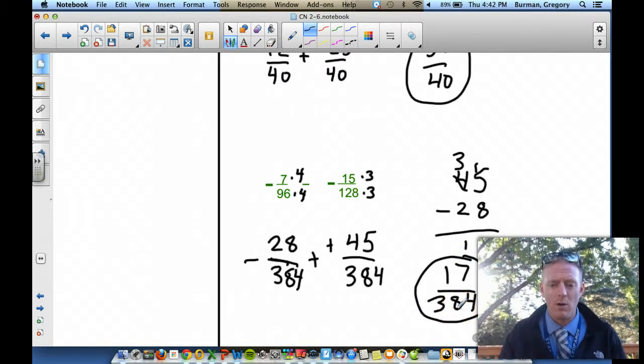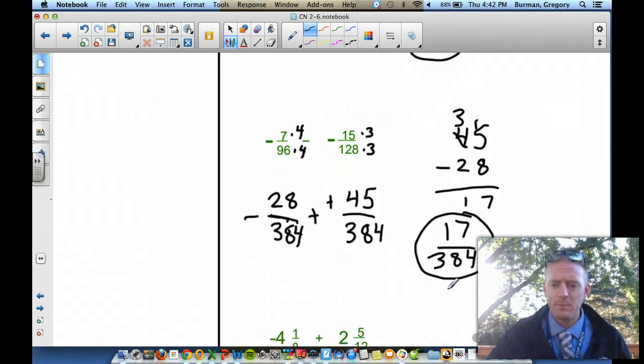I'm going to double check one last thing to make sure that 384 can't be divided by 17, so that I know that I can't reduce. And I know for sure that is the correct answer.